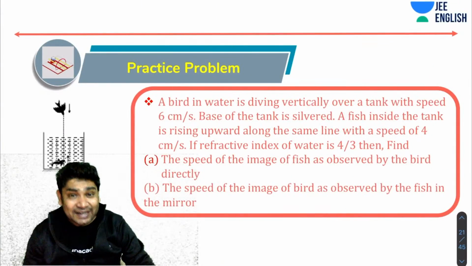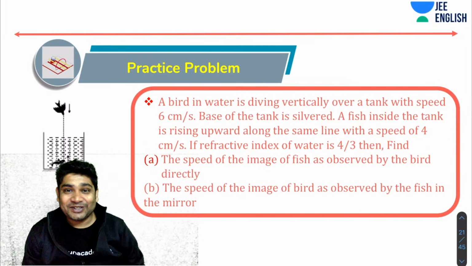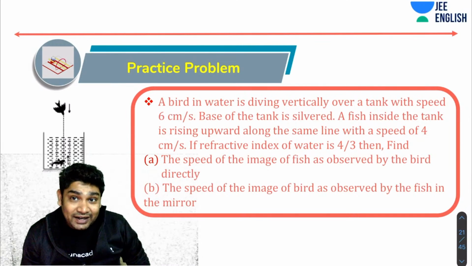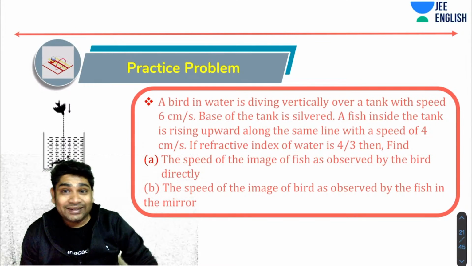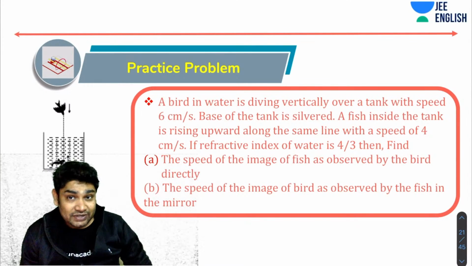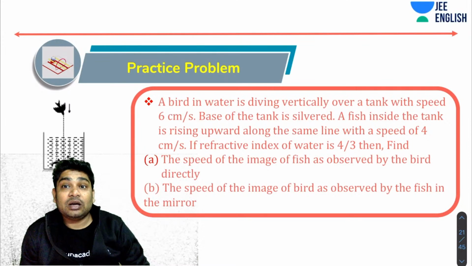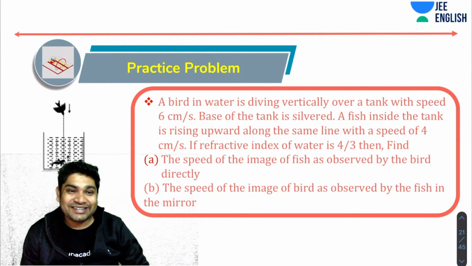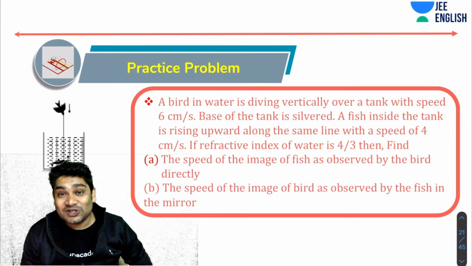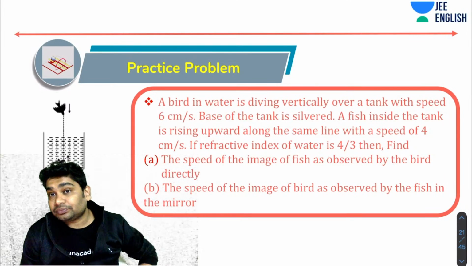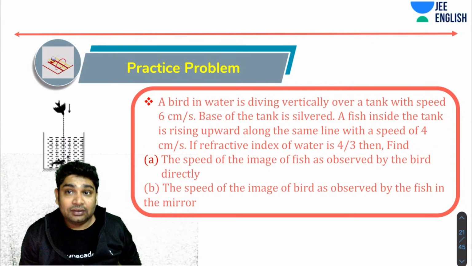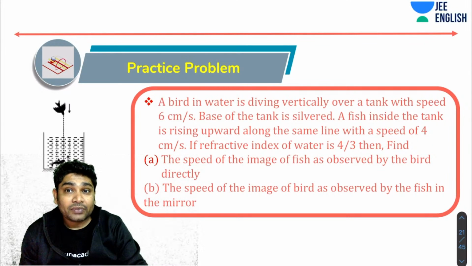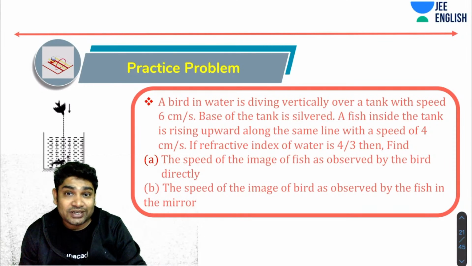So here is a typical problem related to this topic. You've been told a bird in water is diving vertically over a tank with the speed 6 centimeter per second. Now the base of the tank is silvered, so this gets tricky. Now the fish inside the tank is rising upward along the same line with a speed of 4 centimeter per second.